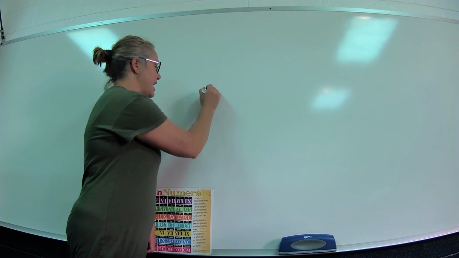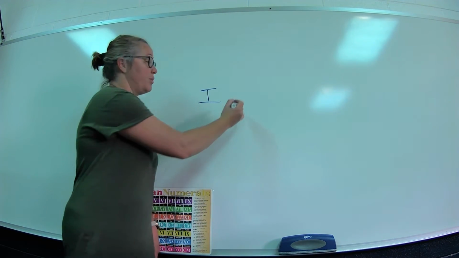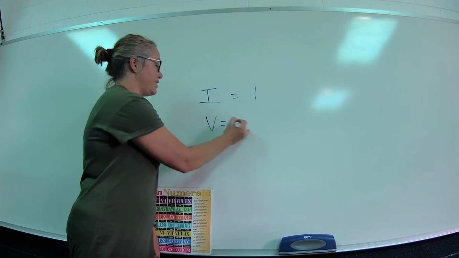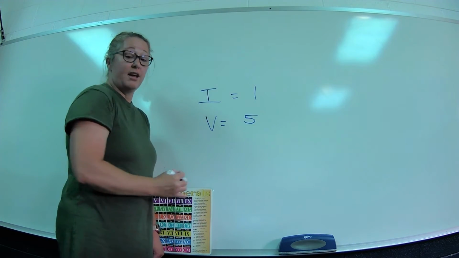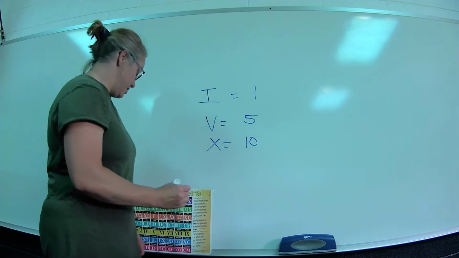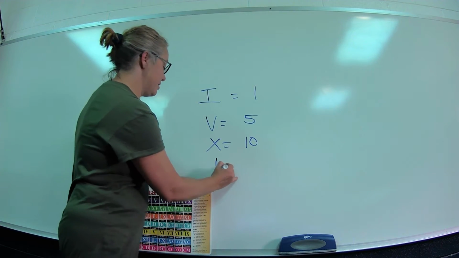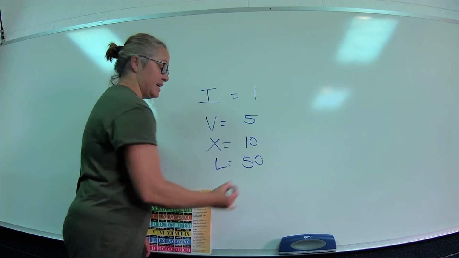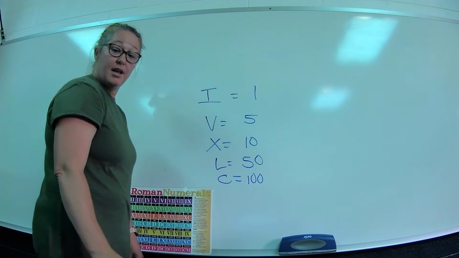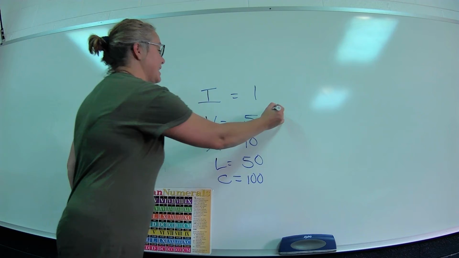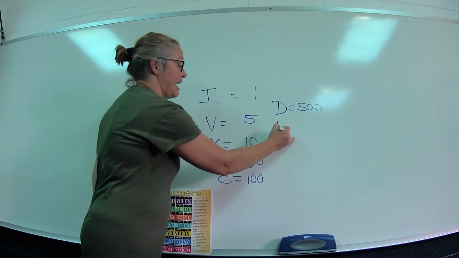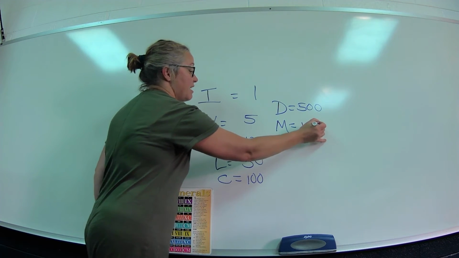All right, you will see an I. An I is equivalent to 1. You'll see a V. A V is equivalent to 5. You'll see an X. An X is equivalent to 10. Then you'll see an L. An L is 50. You'll have a C, which is 100. You will have a D, which is 500. And you'll have an M, which is 1,000.